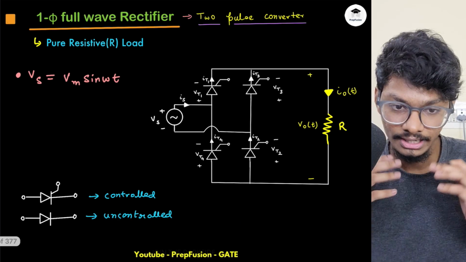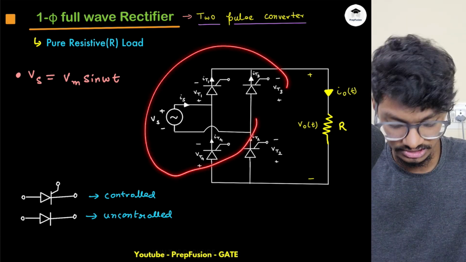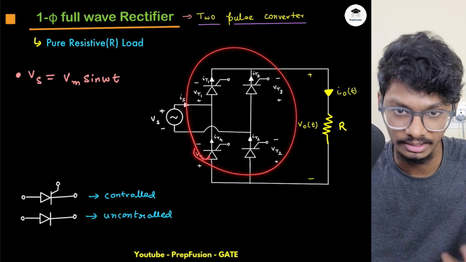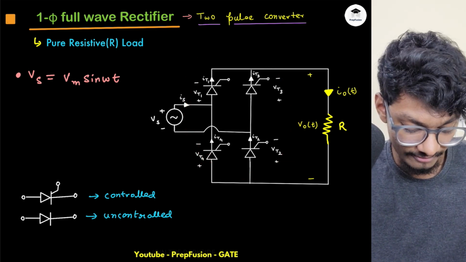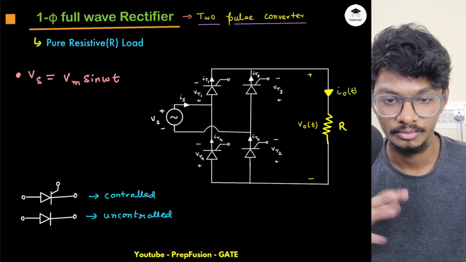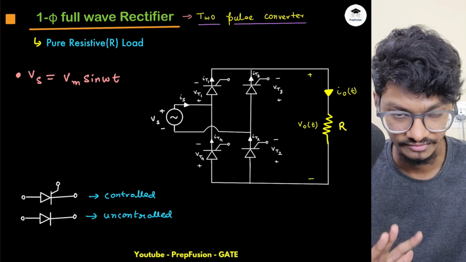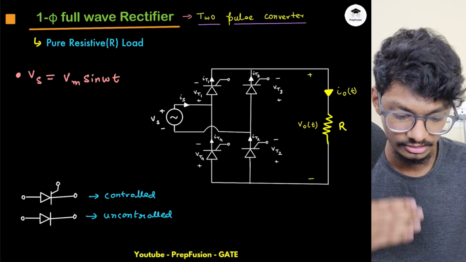Now let's start with the analysis. We'll straight away get into the analysis. So this is the bridge configuration. This configuration is known as the bridge because it looks like a bridge, right? Here I have 4 SCRs instead of a single SCR this time. So you might think, sir, the analysis will be so difficult. No, the analysis won't be difficult if you analyze it in a particular method.